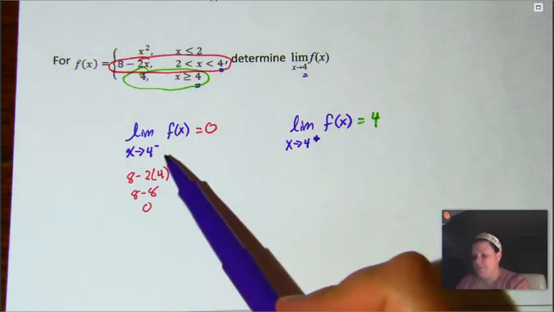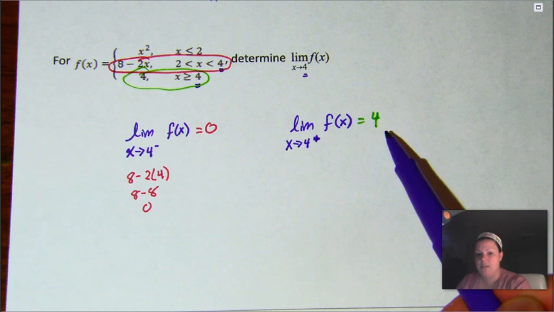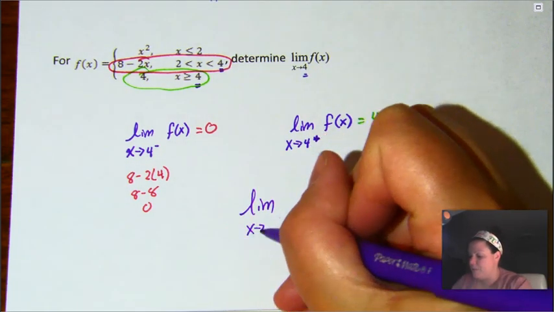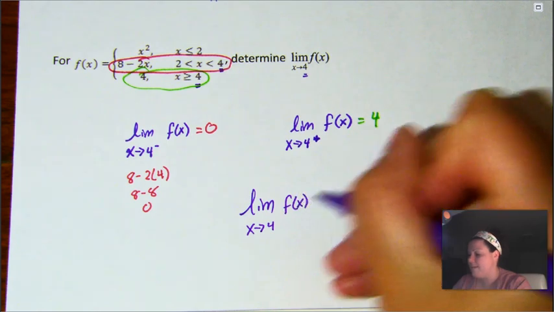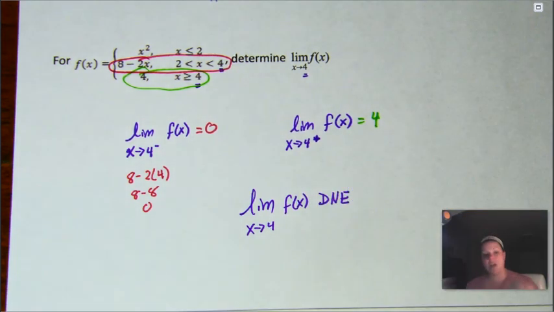So since from the left we're approaching 0, but from the right we're approaching 4, that just means that the limit as x approaches 4 of f of x does not exist. Since the two sides cannot agree on a single y value to kind of approach and meet up at, it just means that there's not going to be a limit for that particular x value.